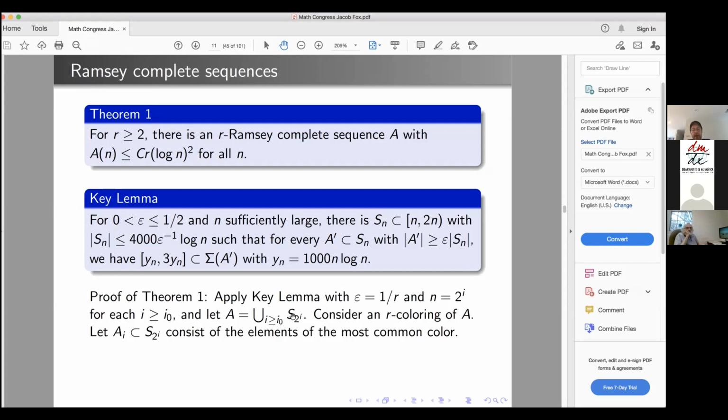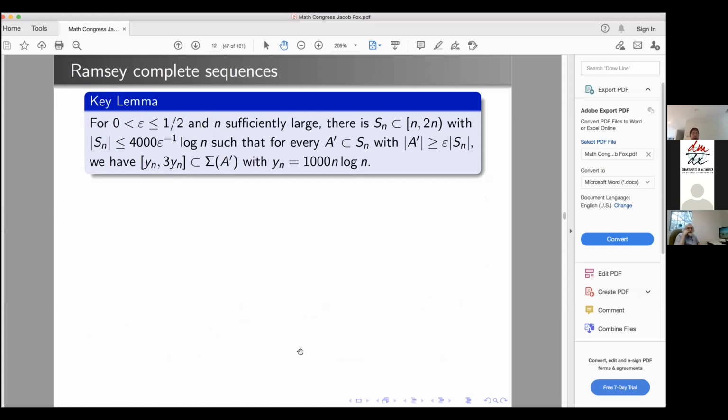Now, there's only R colors, so it has relative density in S_{2^i} of at least 1 over R, which is our choice of epsilon. So this A_i is a subset which is fairly dense, at least a 1 over R fraction. And therefore, this entire interval from y_{2^i} to 3 times y_{2^i} is in sigma of A_i by the key lemma. And further, you can check that these intervals actually cover all sufficiently large integers. This is something that's fairly easy to check. And so you get all of these intervals as monochromatic subset sums, which aren't necessarily in the same color, and we know that that's going to be the case. So how do we prove this key lemma? From the key lemma, the theorem is pretty simple, and so really the essence of this whole thing is the key lemma.